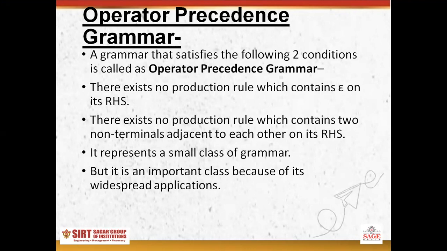First condition, there exists no production rule which contains epsilon on its right. The second condition is there exists no production rule which contains two non-terminals adjacent to each other in its RHS. Operator precedence grammar represents a small class of grammar, but it is an important class because it has widespread applications.